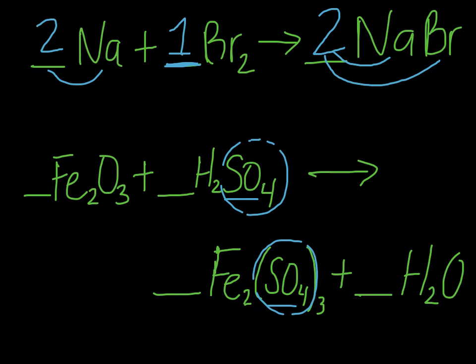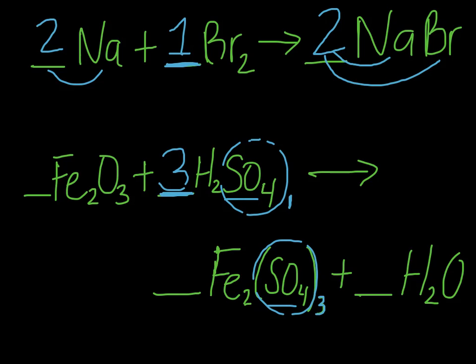On this side, there's no number outside of that circle, so I have only 1 sulfate. But on the right side, I have 3 of them, because that's the number outside of the parentheses or the circle. I'm going to fix my polyatomic ions first, and then I'll look at the rest of the elements and fix those if I need to. So we are short on the left side, so we're going to add a 3 here in order to get 3 sulfates on both sides.